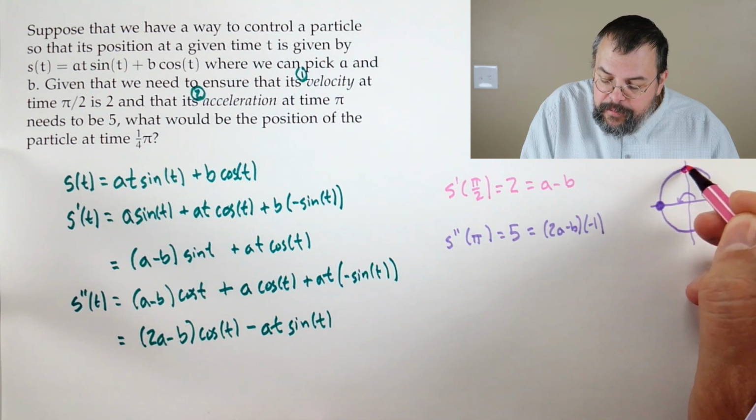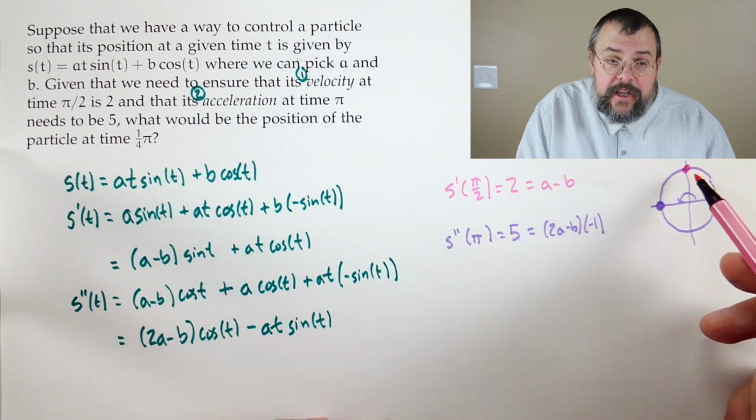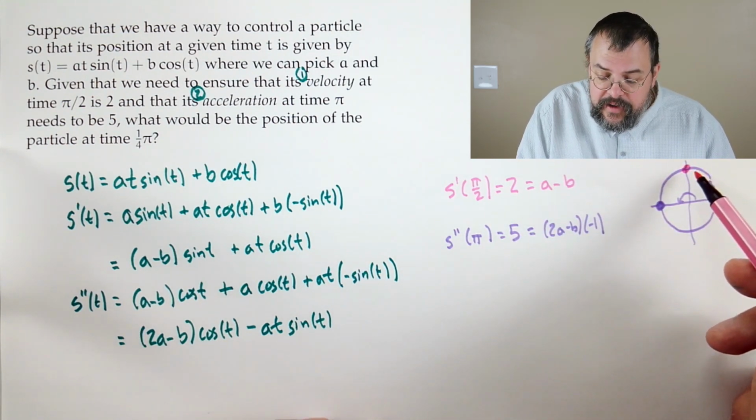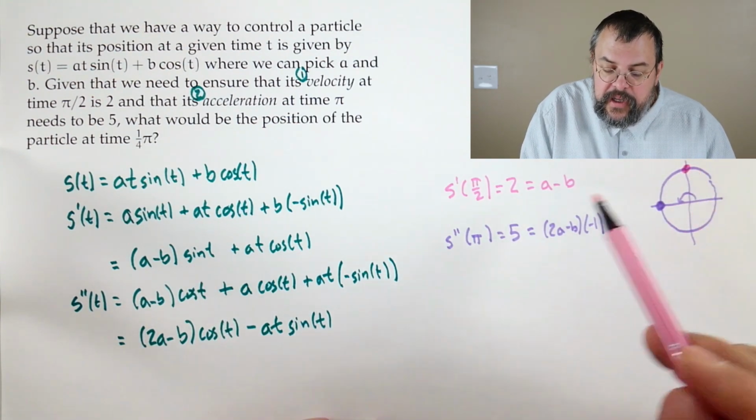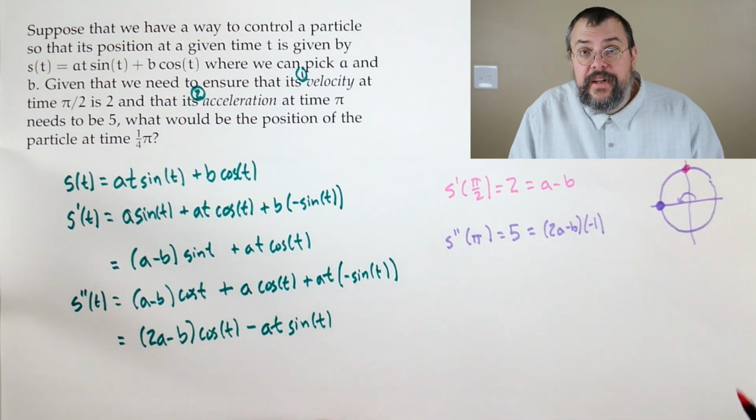By the way, you can also come up here. This is where pi halves is, at the top of the circle. And that's how you can see that the sine of pi halves, that's the y-coordinate, is 1. And the cosine of pi halves, which is the x-coordinate, is 0.